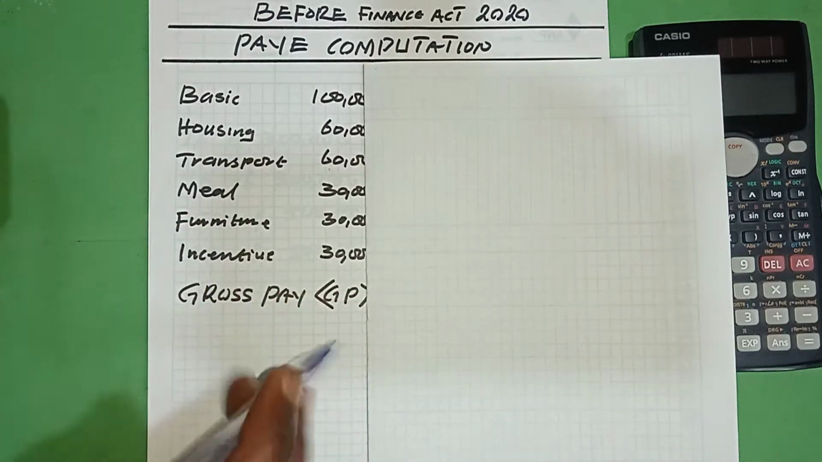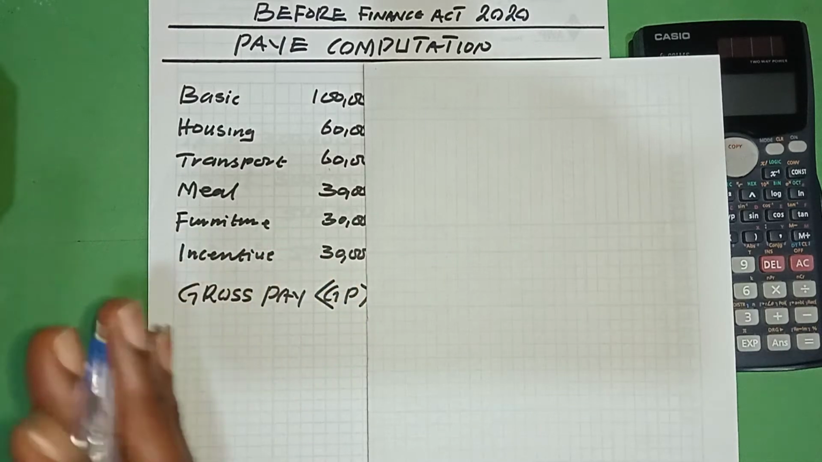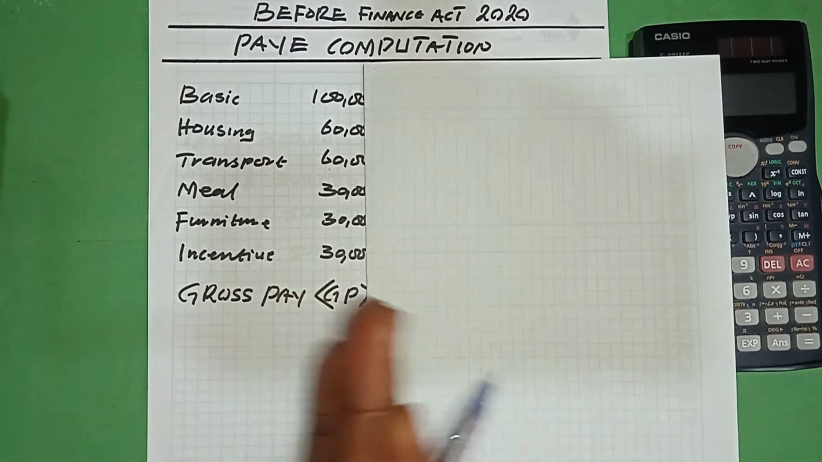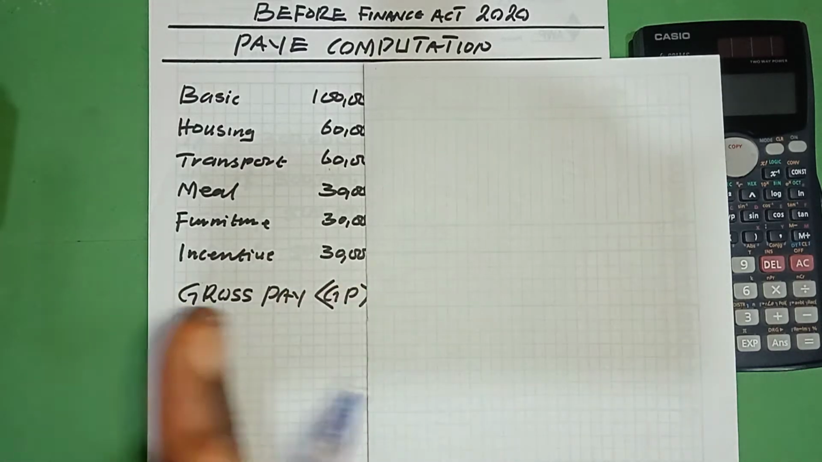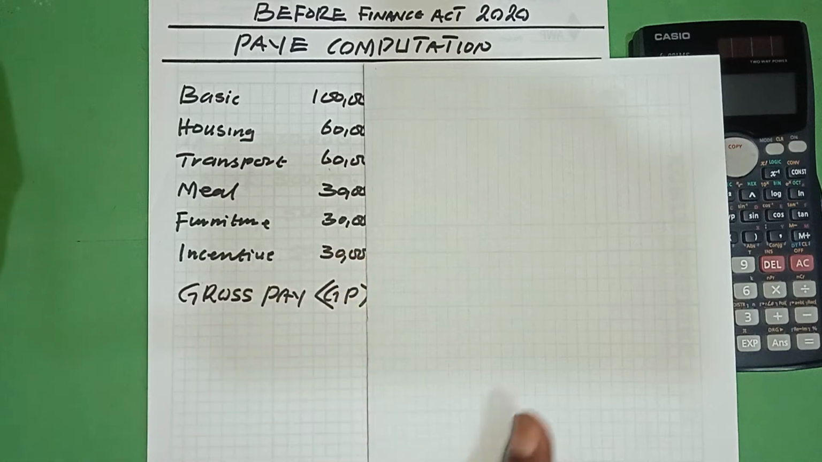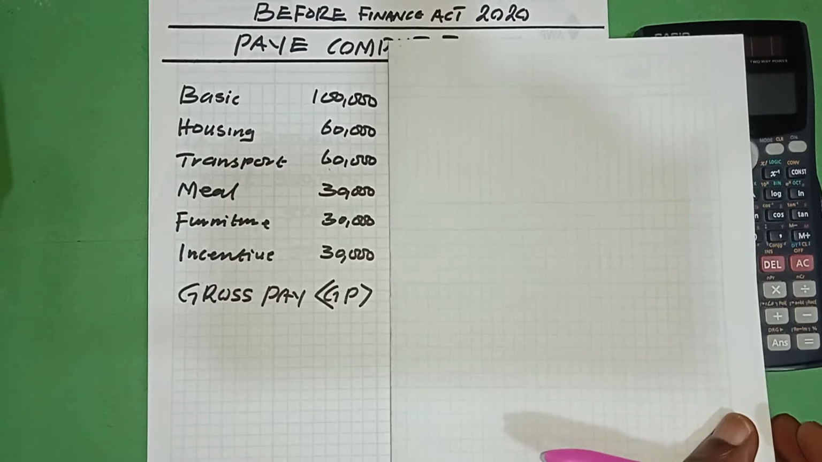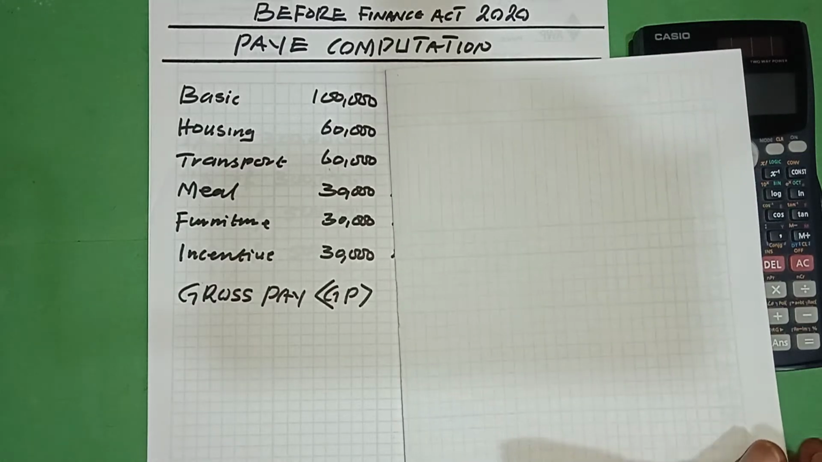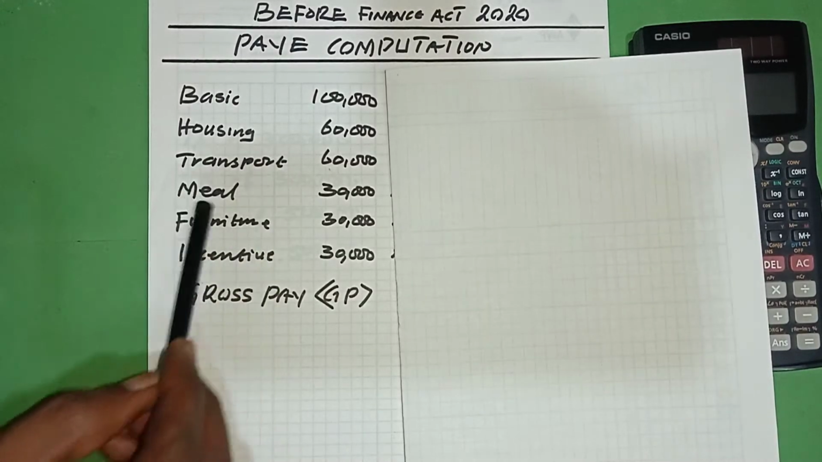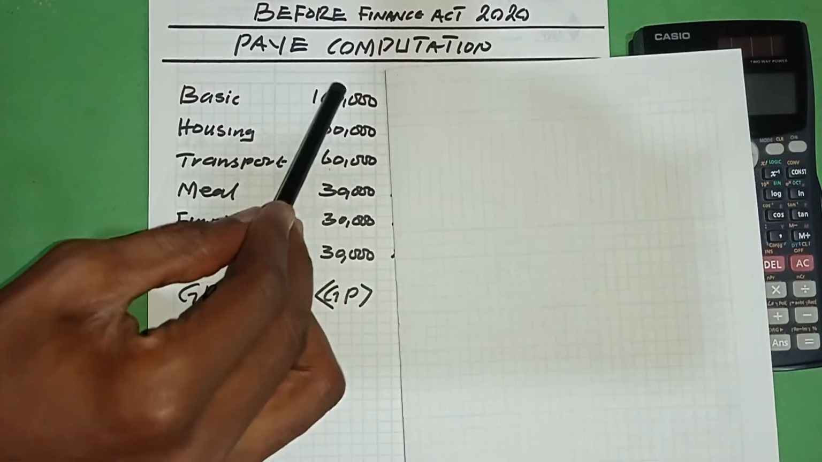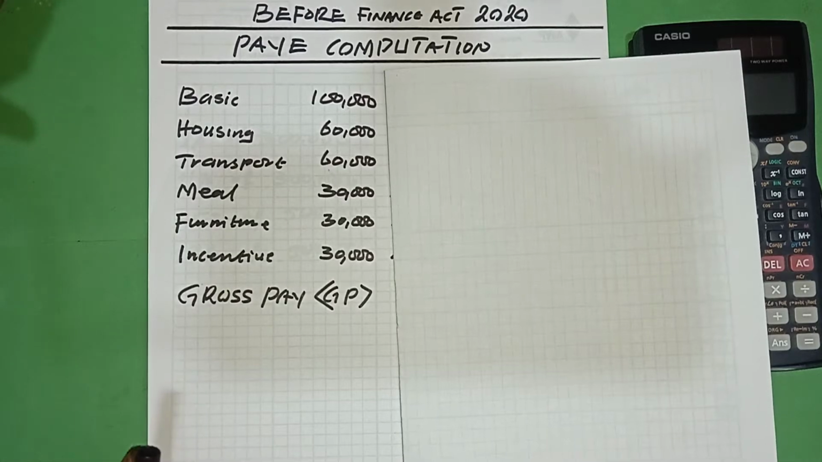But in this video we are going to emphasize before the Finance Act. The Finance Act was amended in the year 2020. Now before the Finance Act, that is what we are doing now. A question will be given to you like this: basic salary, housing, meal, furniture, fitting, with figures like this. Now mind you, these figures here are monthly figures.